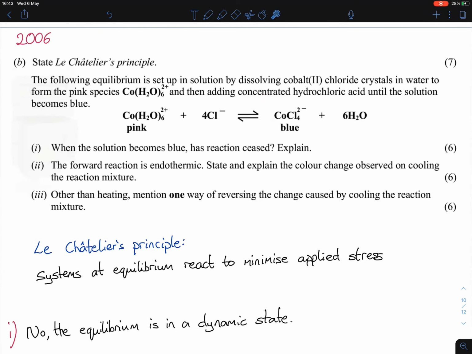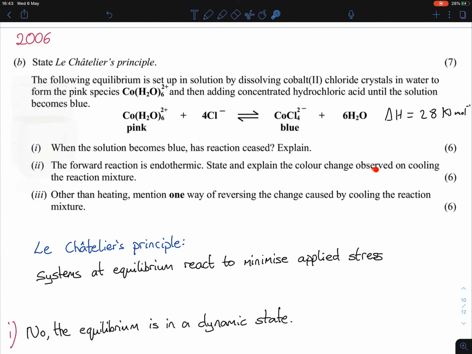So for part 2, the forward reaction is endothermic. State and explain the color change observed on cooling the reaction mixture. So if it's endothermic, I'm just going to write over here that delta H equals, and just make up a number, it doesn't matter. We'll say 28 kilojoules per mole, just as a guide. Endothermic, it's going to be positive here. So the forward reaction is endothermic.